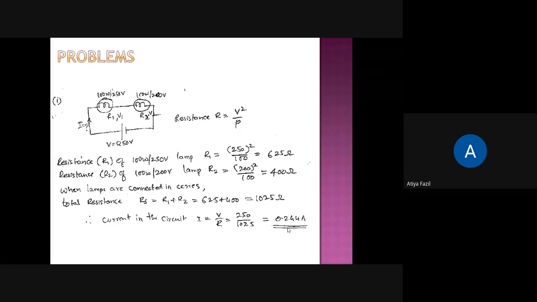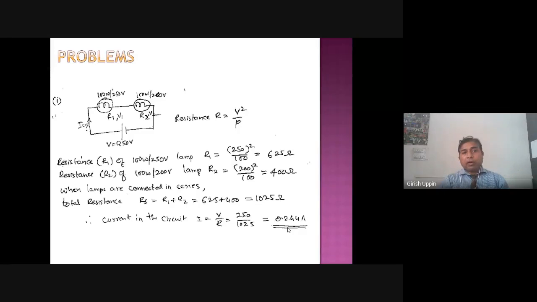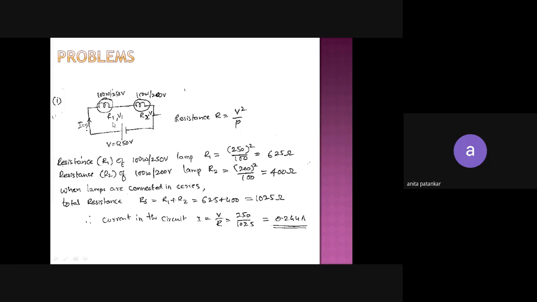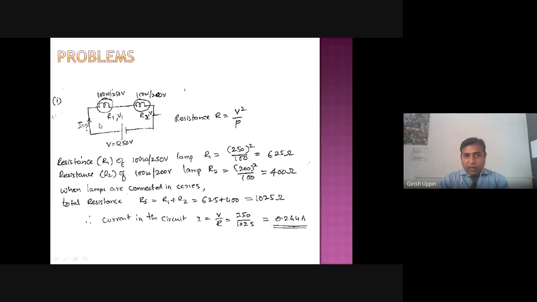Okay, now what you have to find is the voltage drop across each of those resistances. What is the voltage drop? See, this 0.244 amperes is the current. The same amount of current will flow through R1 and R2. So what is the voltage drop across the first lamp? V1 is equal to I into R1. I is the same. 0.244 into 625. And similarly, V2 is equal to I into R2. R2 is 400. What is the answer you get?